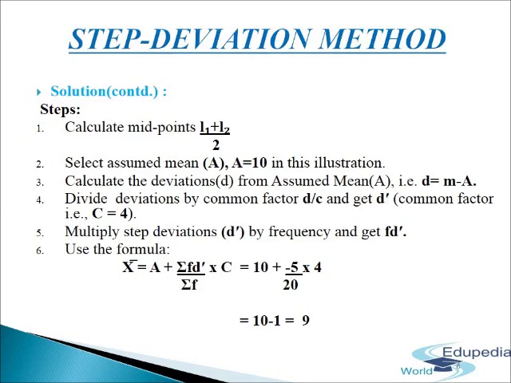After getting sigma F and sigma FD dash, we will use the formula of step deviation method, that is arithmetic mean of the series equals to A plus sigma FD dash divided by sigma F multiplied by C. We will put up the values that we got from the table. After applying the values, we will get 9 as the mean marks.